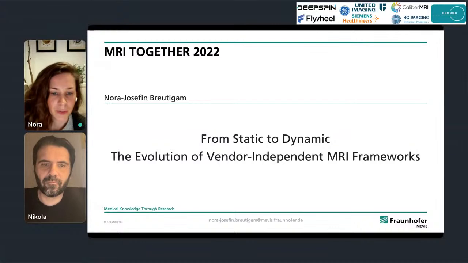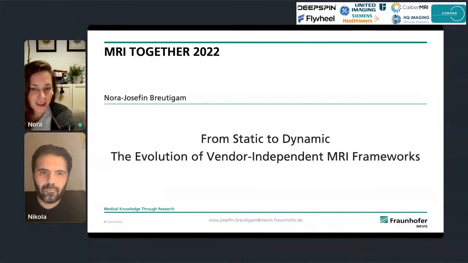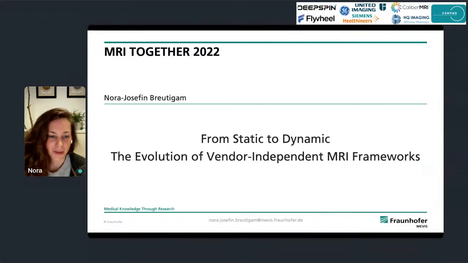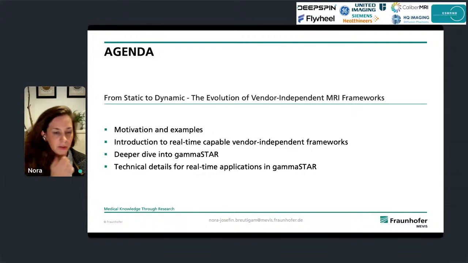So I'm Nora Breutigam, from the Fraunhofer in Bremen, Germany, and I've really enjoyed listening to the other talks. So thank you very much for the nice visuals, Agah. In my talk, I will introduce the evolution from static to dynamic imaging in vendor-independent MRI frameworks. First, I will give some short motivation and show a few examples. Then I will introduce real-time capable vendor-independent frameworks. And because I'm working at Fraunhofer and we have an ongoing development of our own framework called GammaStar, I will dig a little bit deeper into that and also give you more technical details of how we deal with real-time applications.